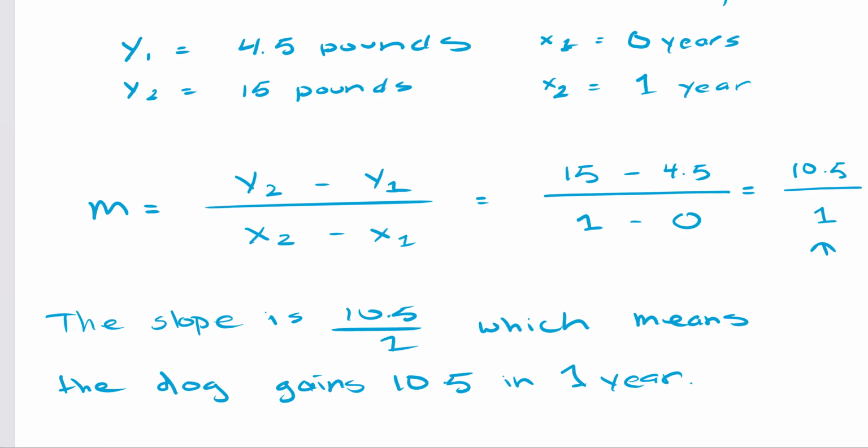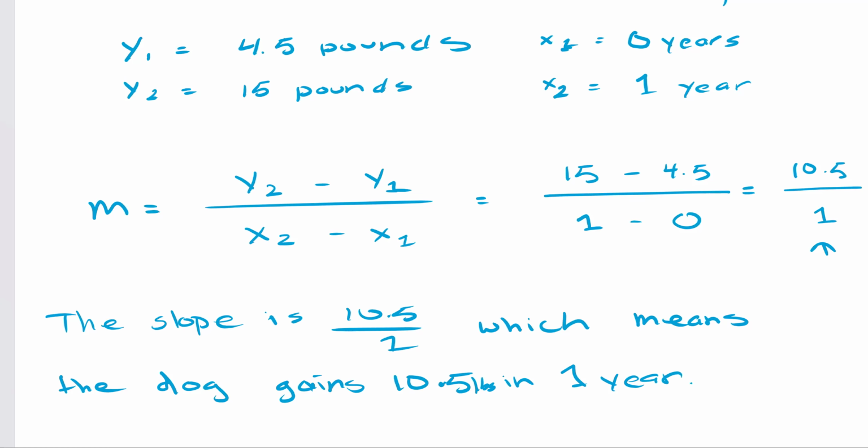So we have found the slope. The slope is 10.5 over 1, and we can actually simplify that now. Anything divided by 1 is just itself. So for further calculations, we're just going to use 10.5. But we do have it in words. The slope is 10.5 over 1, which means the dog gains 10.5 pounds in 1 year.